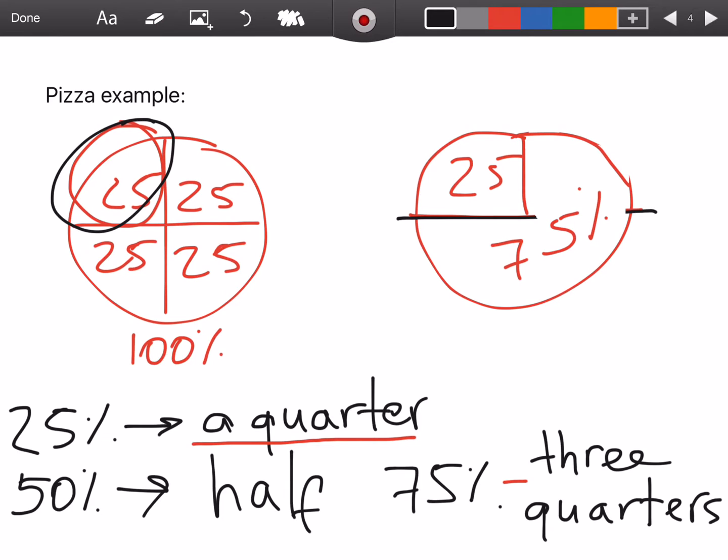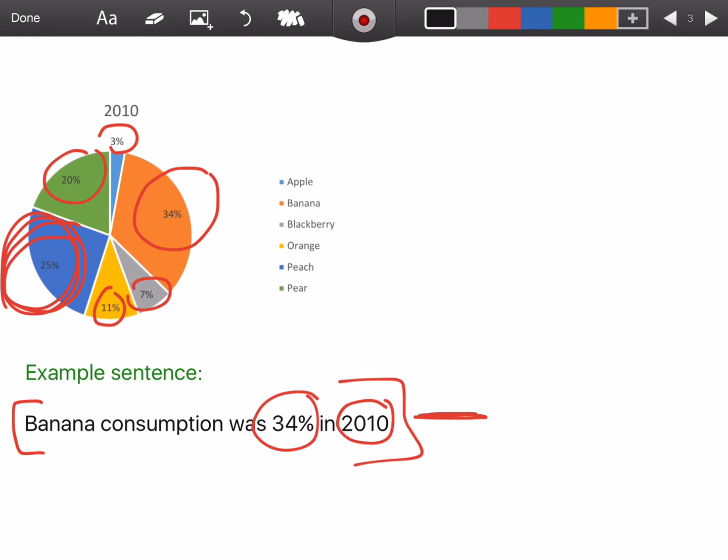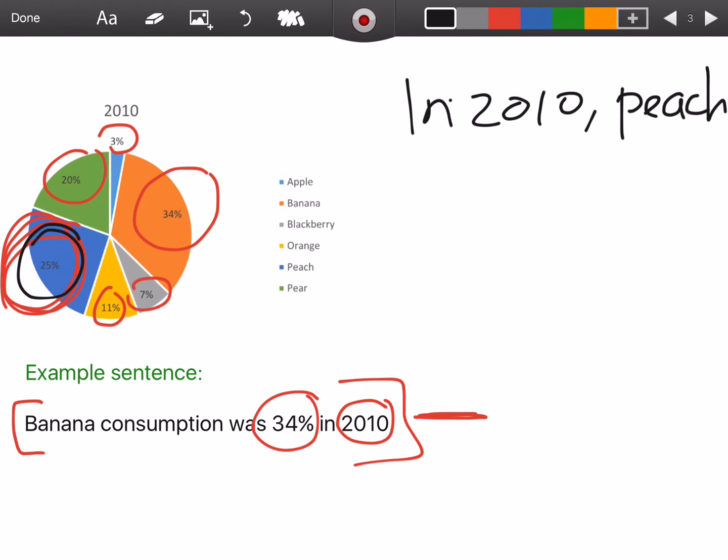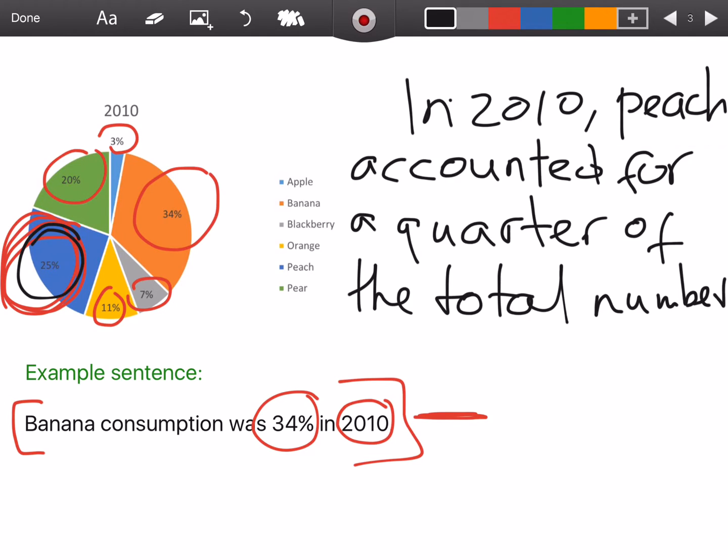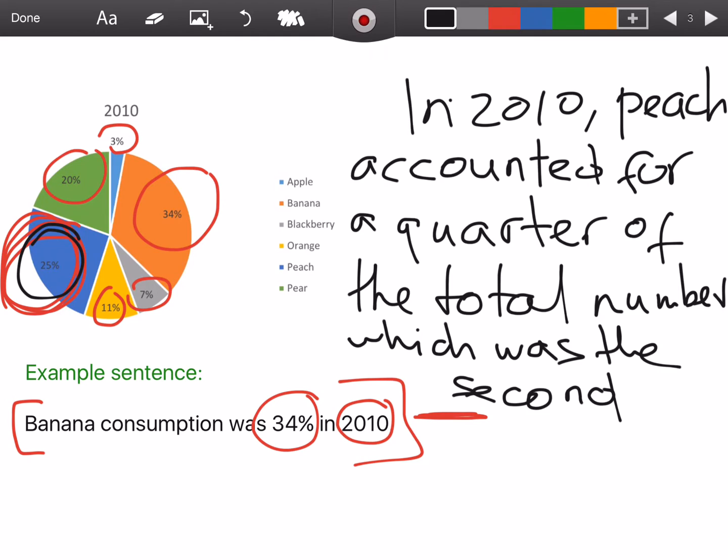Now we're going to go back again and try to write a sentence for this 25. So one example could be, in 2010, peach accounted for a quarter of the total number, which was the second biggest or largest.